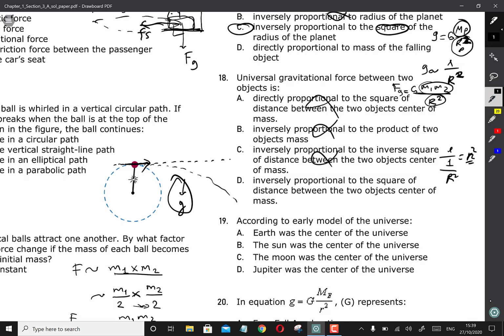Inversely proportional to square of the distance between two objects' mass. This is correct because this is saying that F is inversely proportional to square of the separation, 1 over r squared. This is correct.